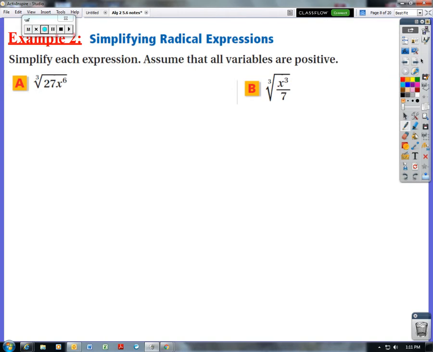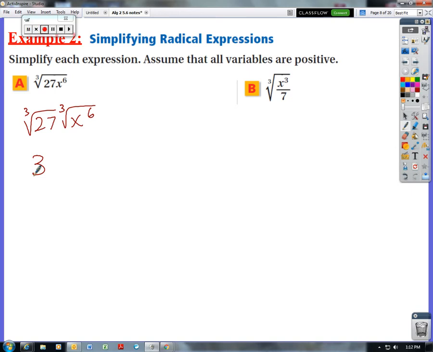Simplify each expression, assume that all variables are positive. So, on this one you can see we've got two parts. So I'm going to break it apart into two using that product property we just saw on the other slide. And then the cube root of 27 is 3. And the cube root of x to the 6th.